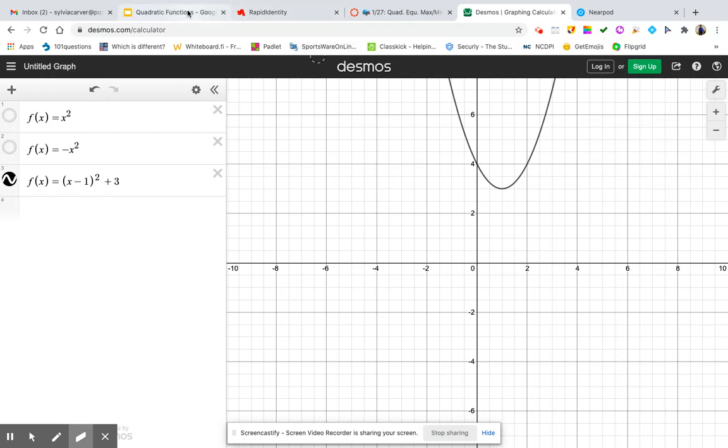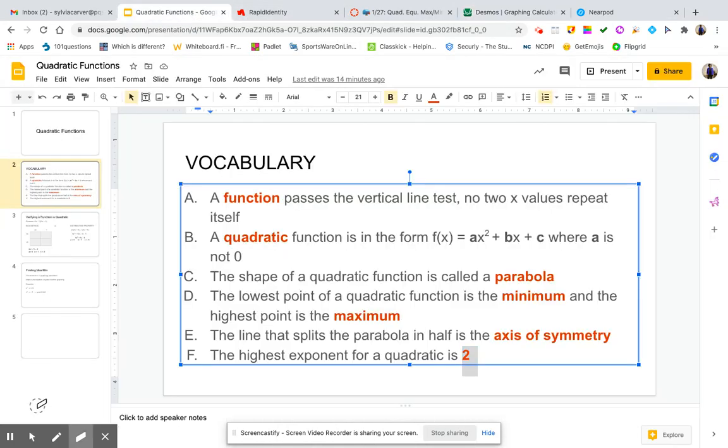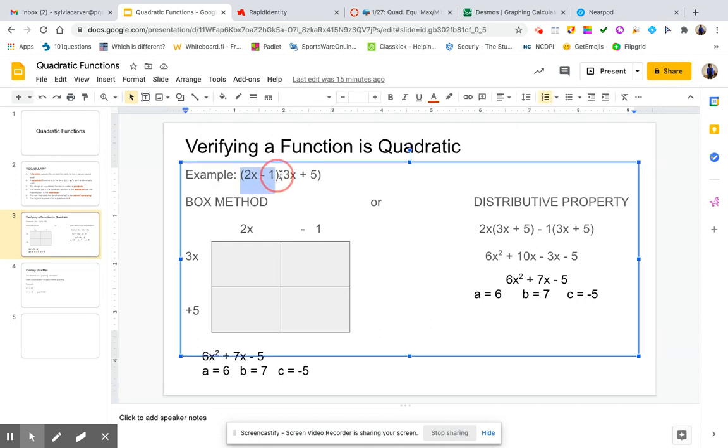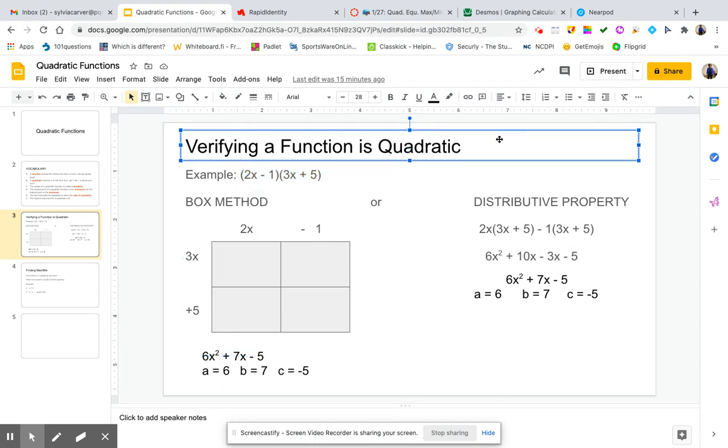So if I go back here to our notes, let's verify if two binomials are indeed a quadratic function. So, verifying a function is quadratic. Say I have this example here, 2x minus 1 times 3x plus 5. I want to verify that when I graph this function, it's going to be a quadratic. There are 2 different ways I can go about doing that. I could do the box method, which is over here on the left-hand side, or I could do the distributive property, which is over here on the right-hand side. Both of these are going to give us the exact same answer.